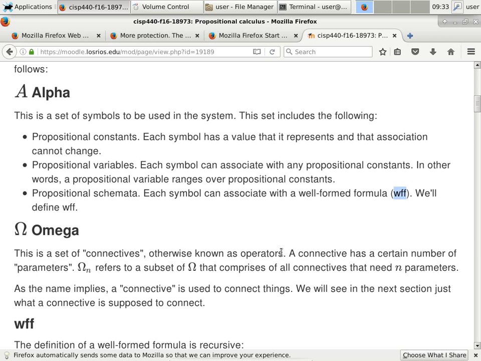Are there any questions at this point between constants, things that cannot change, variables that can take on any constant value at any time, or schemata, which is basically just a fancy word for expressions? Any questions about these three?